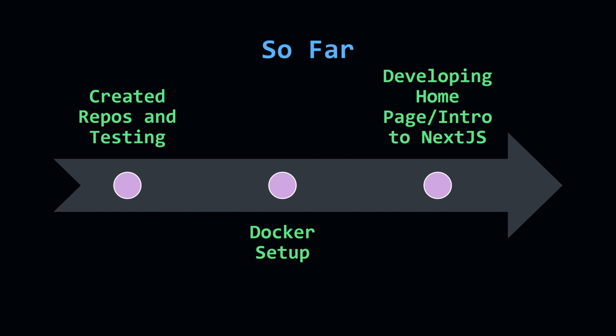So the roadmap so far has been creating the repos and testing them, as well as Docker setup, and then developing the homepage and intro to Next.js. The first two in this roadmap are the first episodes of dev.log. This developing the homepage and the Next.js stuff is what I worked on this week and what I'm working on this next week and possibly a third week. Hopefully not. It should be done by this next week. That is what I'm working on so far.